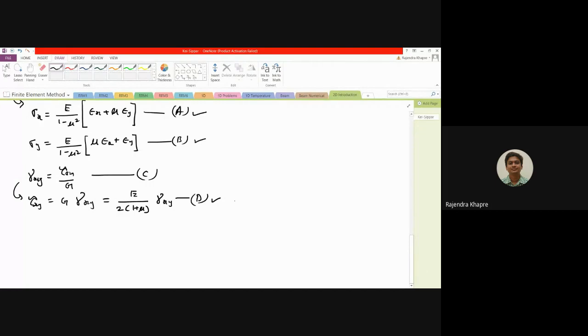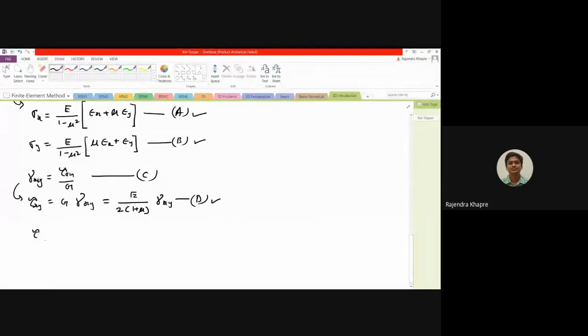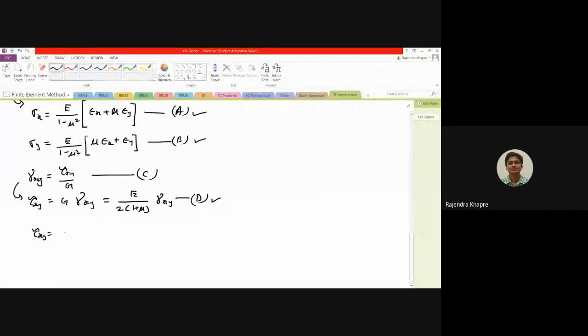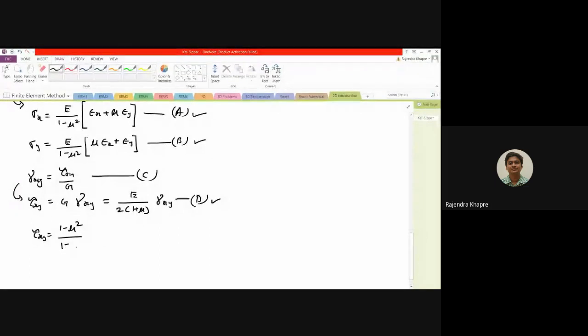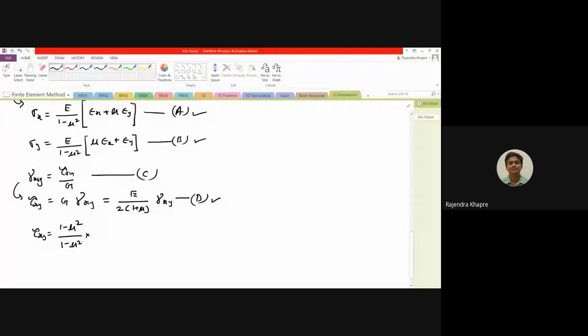Okay, shear stress and shear strain. Now I need to do some normalization over here. Tau xy can now be written as something like (1 minus mu square) divided by (1 minus mu square). This works because if you solve the numerator and denominator, they cancel, and ultimately you get this thing as 1.